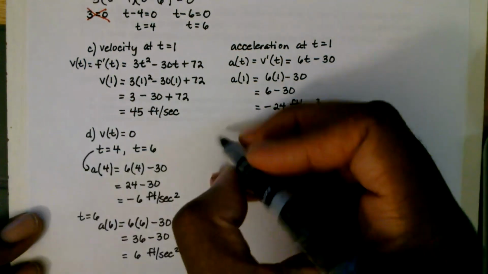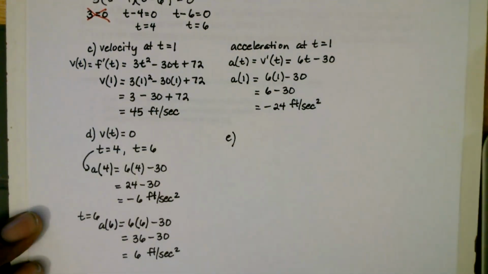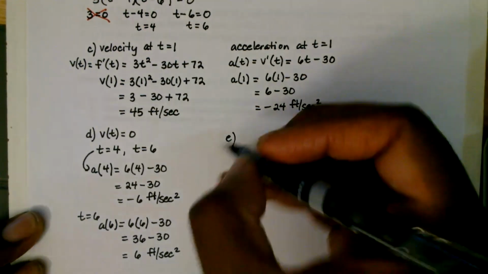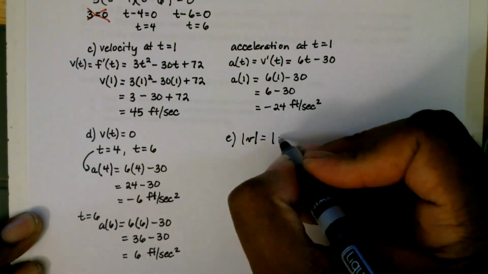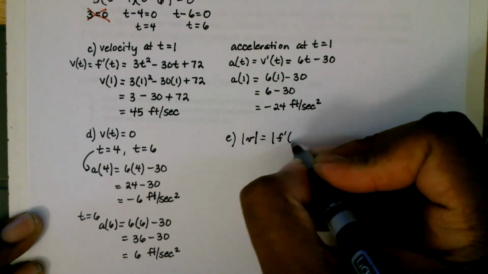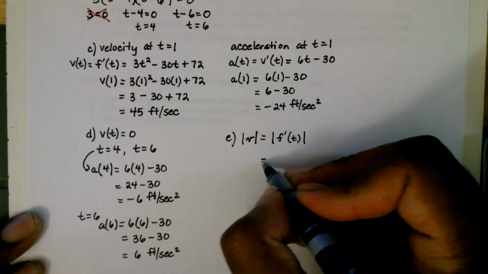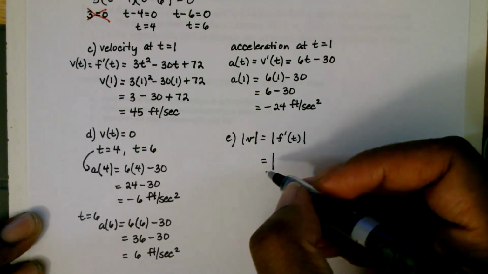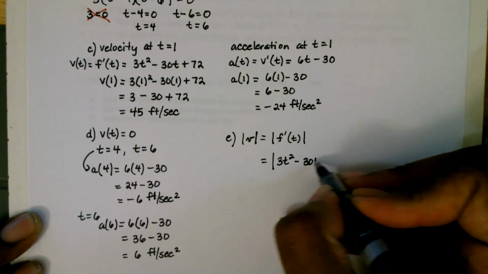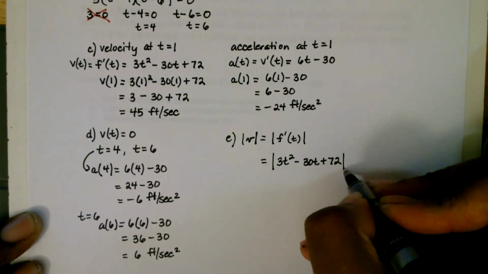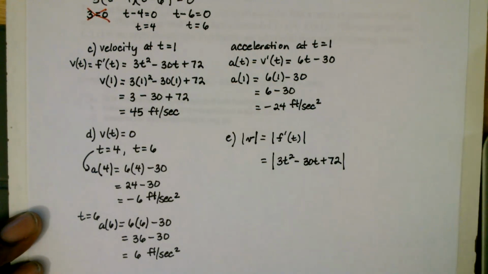Now for part E. In part E, it says on what intervals is the speed increasing? All right, if you remember, speed is always going to be the absolute value of our velocity function. So that's the absolute value of f prime of t, which is the velocity function. And that velocity function, of course, was 3t squared minus 30t plus 72. And that right there is the absolute value function.